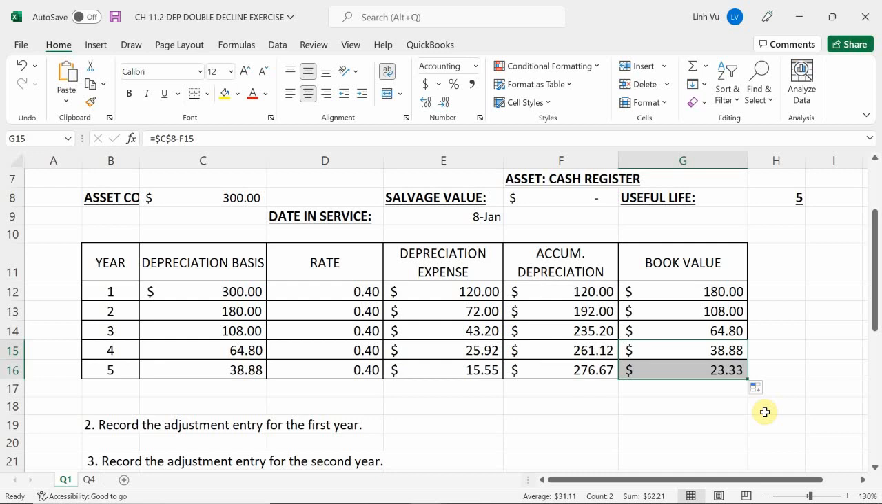No, you can't. Why? You could, because it would not be below the... Wait, would it? You're on the right track. That's correct. Yes, you can keep going because you're right. My book value has not fallen below salvage value.